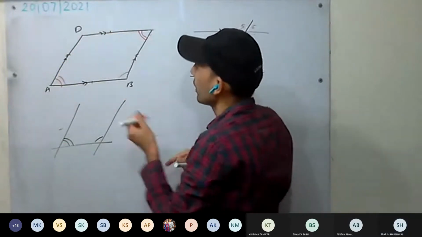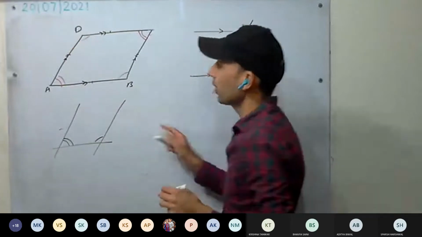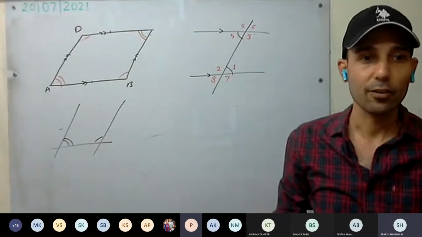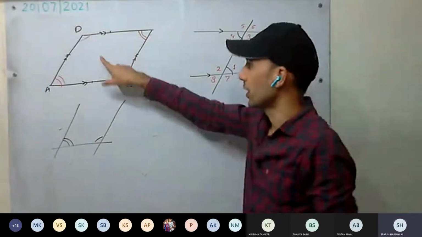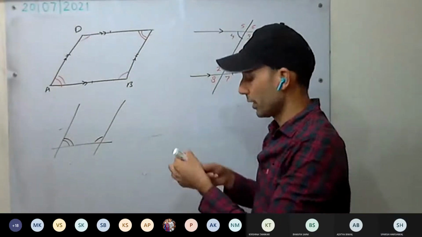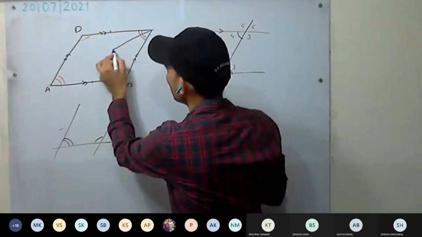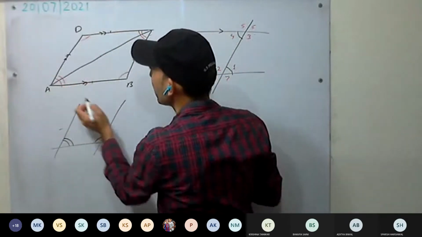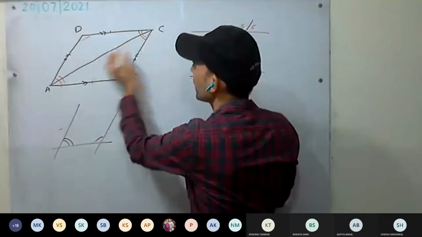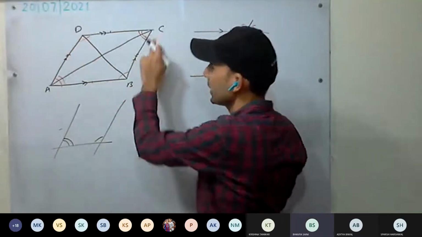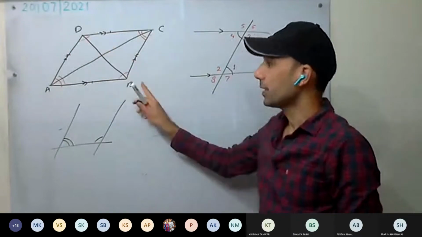Okay. And in parallelogram, opposite angles are equal. Understood? They are equal. Okay. What is this? What is AC? AC is the diagonal. BD is the other diagonal.